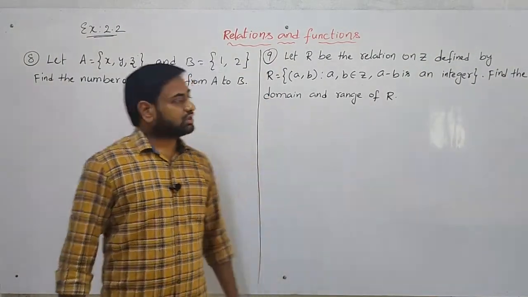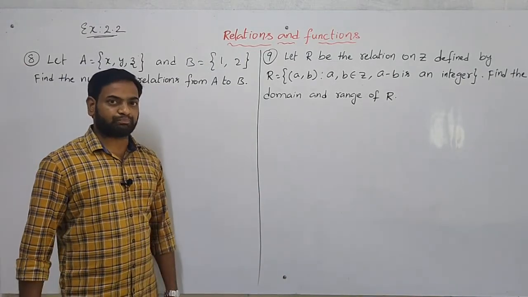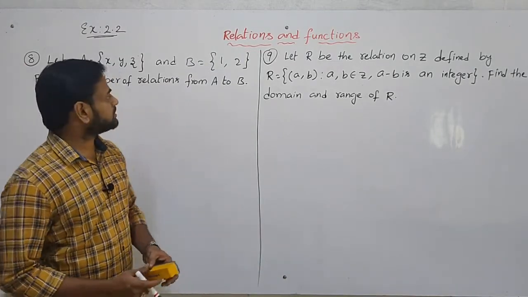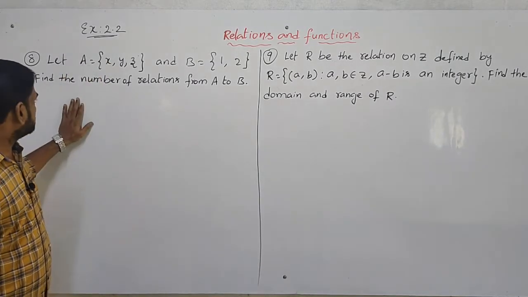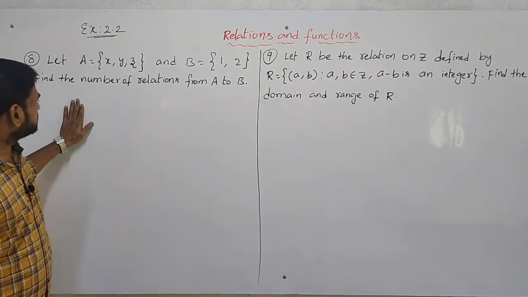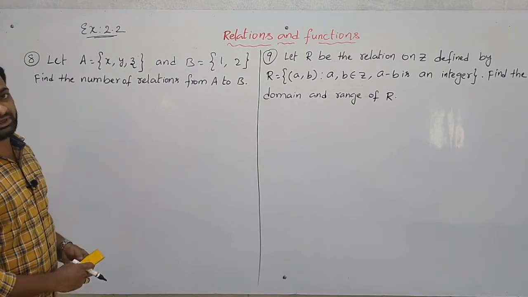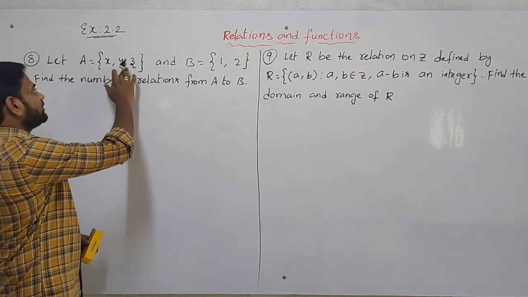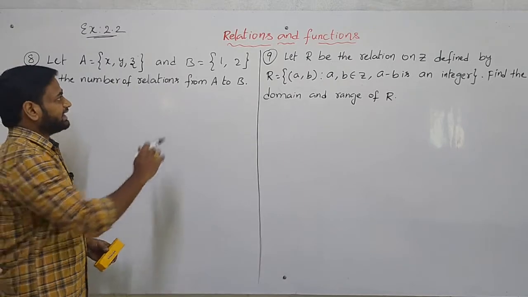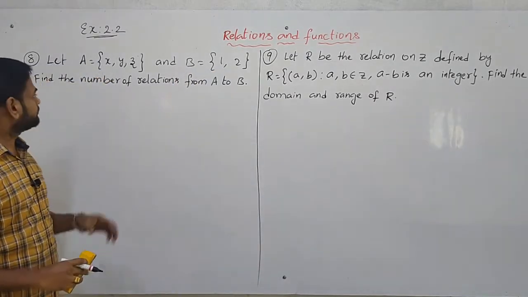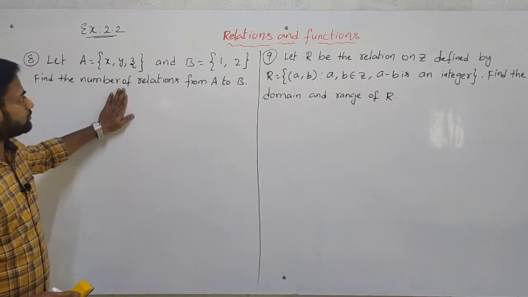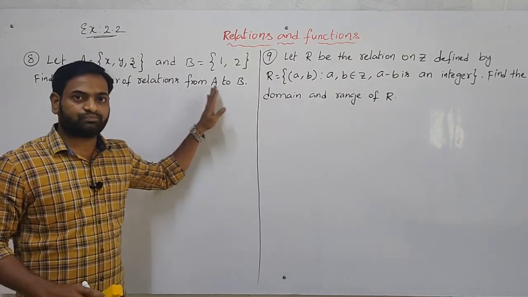Hello students, welcome back to the chapter Relations and Functions. In exercise 2.2, the next problem is the 8th one. Let A be the set {x, y, z} and B equal to the set {1, 2}. Find the number of relations from A to B.